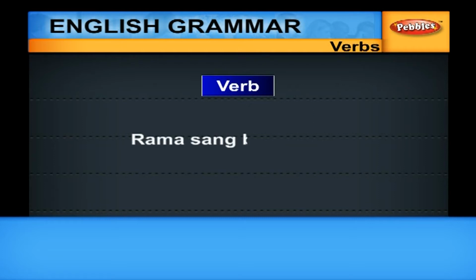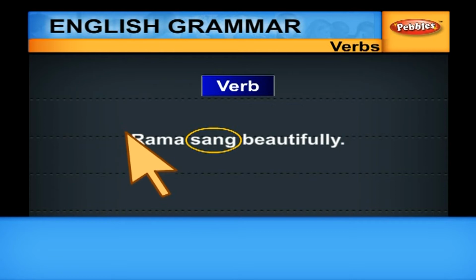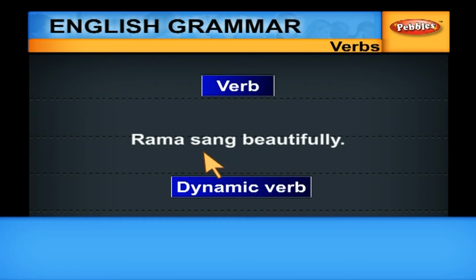Rama sang beautifully. What is the verb in this sentence? Sang. What did the verb do? It tells us what the subject Rama did. Rama sang. Here, the verb denotes a function, a job done by the subject. This is called dynamic verb.